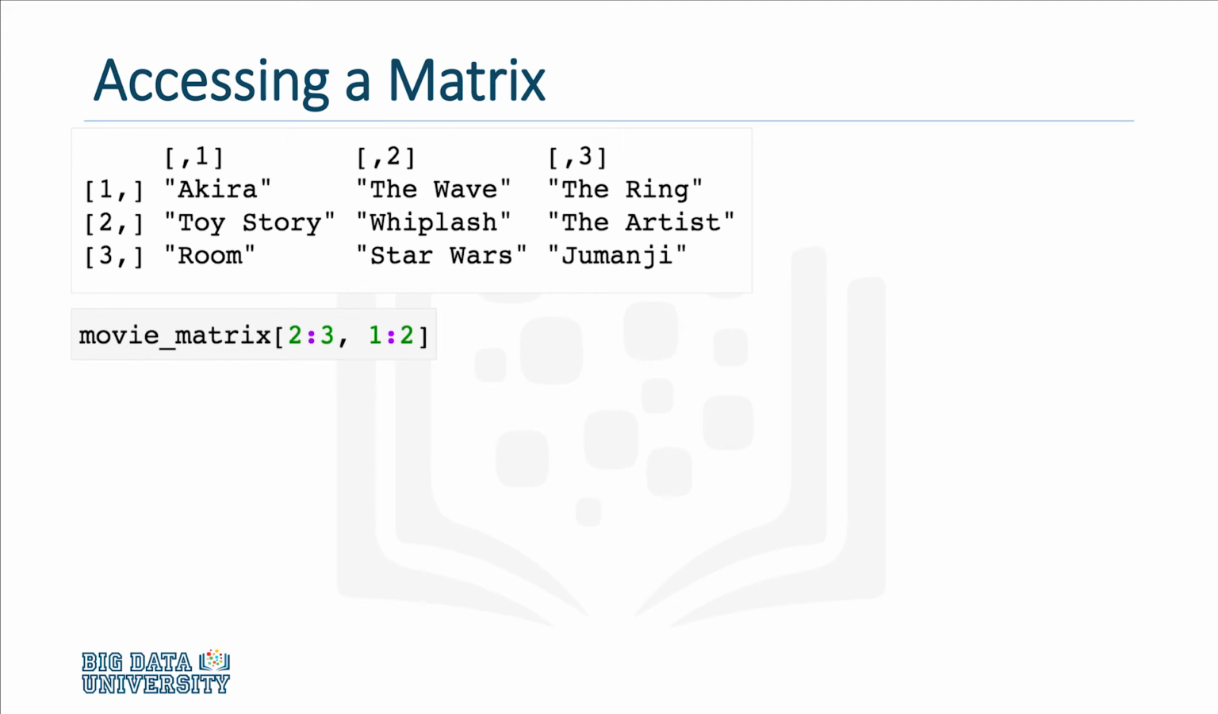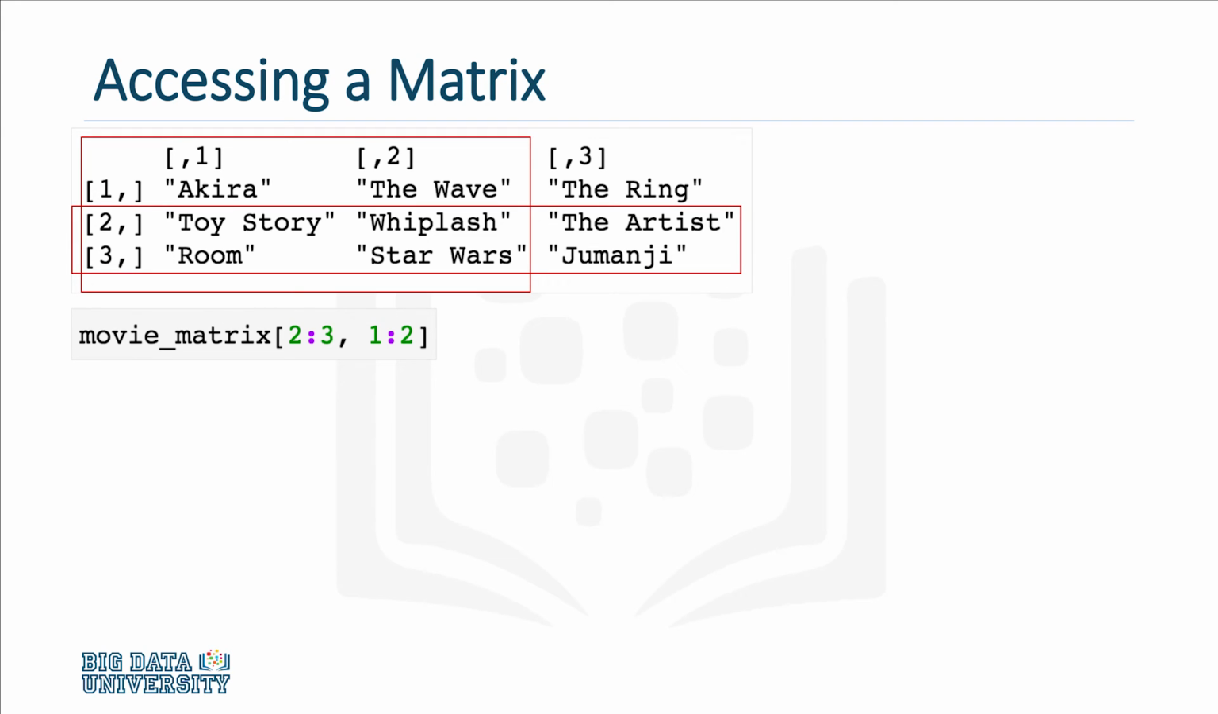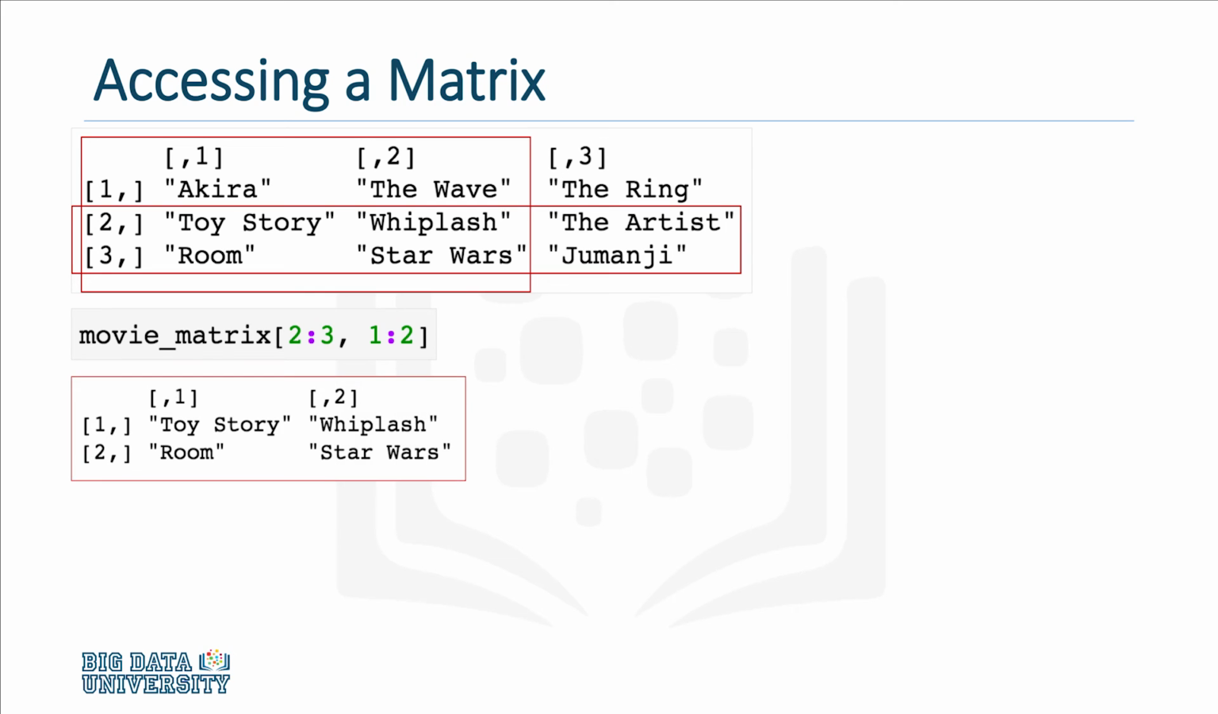Consider the piece of code here. This is telling R to extract the values that are in rows 2 to 3, and in the columns from 1 to 2. The output is the subset of the array whose elements fall into this row and column range.